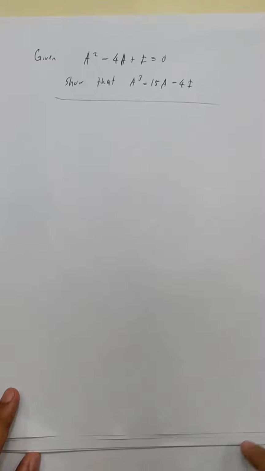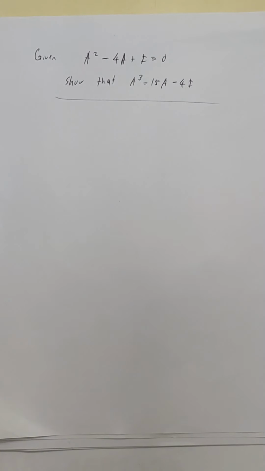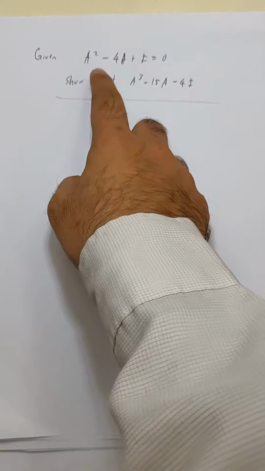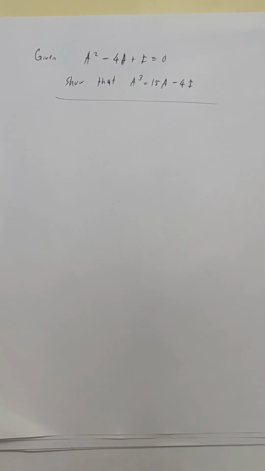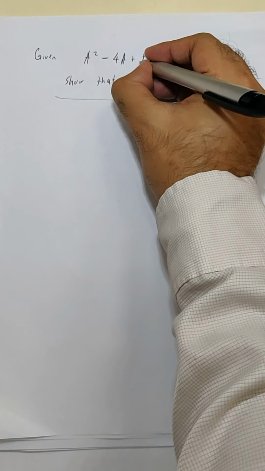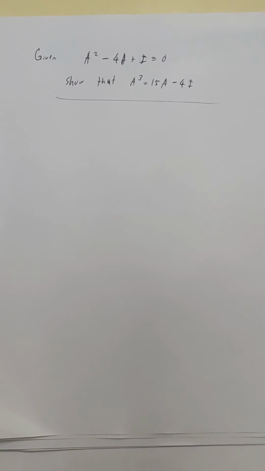Okay, this is quite an interesting question that you need to solve by using properties. You do not know A, you do not know anything, and suddenly they ask you to find A cubed equals to this. You want to show that. We are given what equation? A squared minus 4A plus I equals to 0. So how do I find A cubed? You multiply the whole thing by A, you're right there.